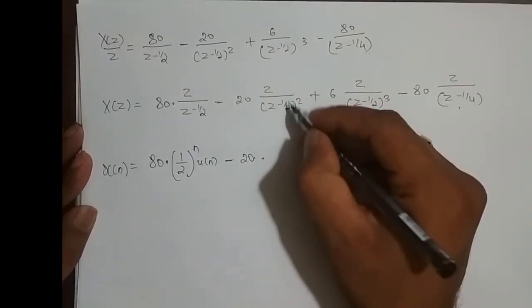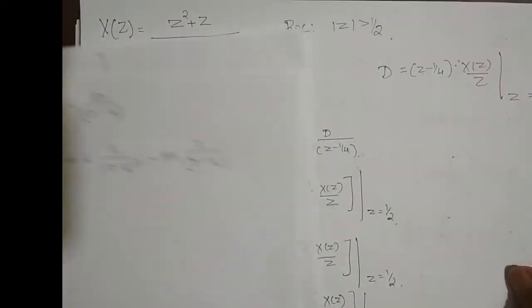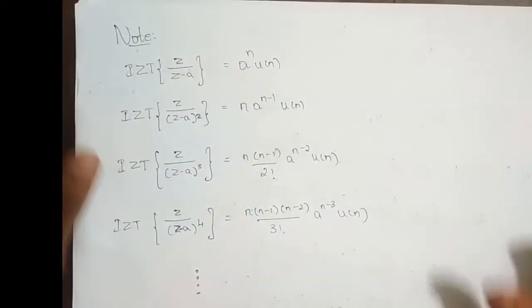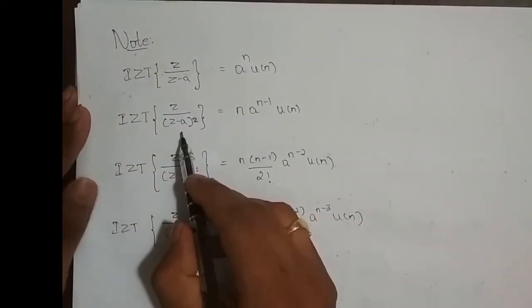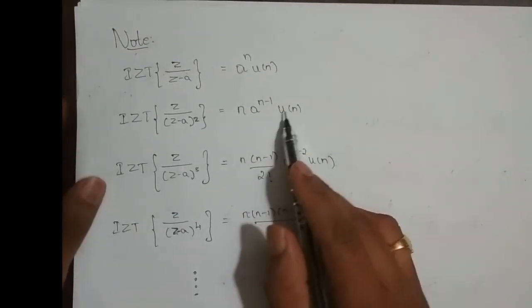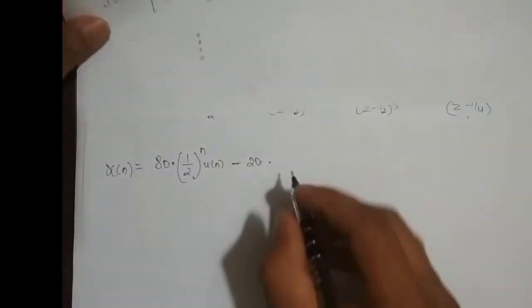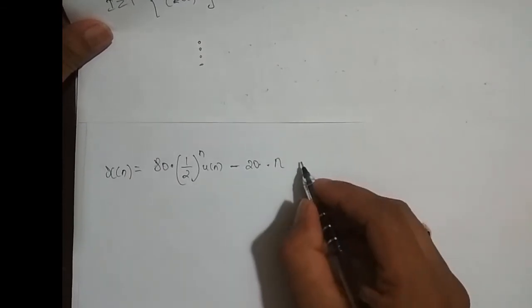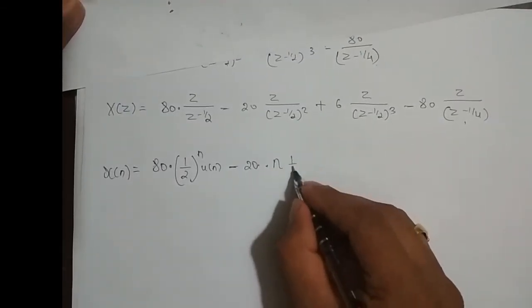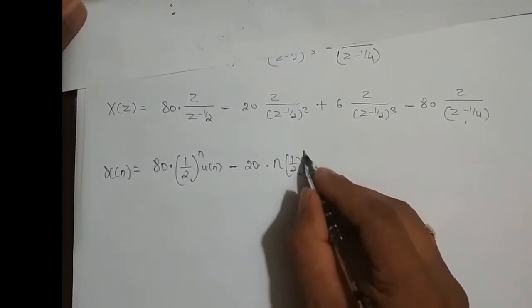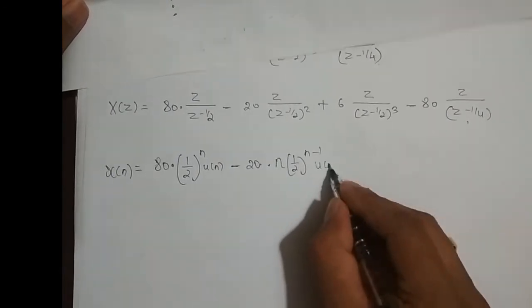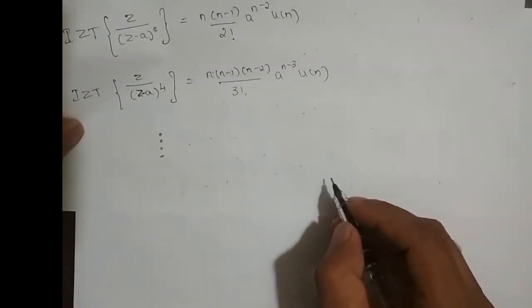Minus 20 into, what is the inverse transform of this if it is a right-sided sequence? Remember I had given that list of formulas. If it is (z minus a) whole square, it is n into a^(n-1) u(n). So I can write it as n into, what is the value of a? A is 1/2. So (1/2)^(n-1) u(n).